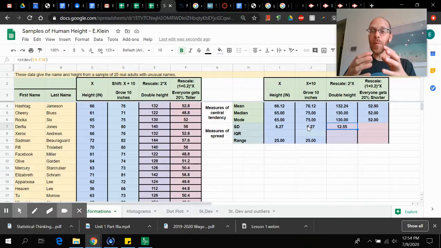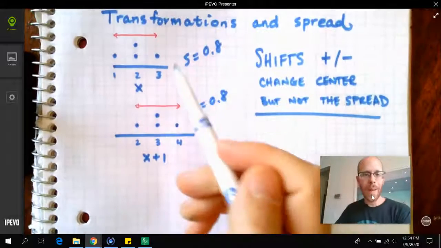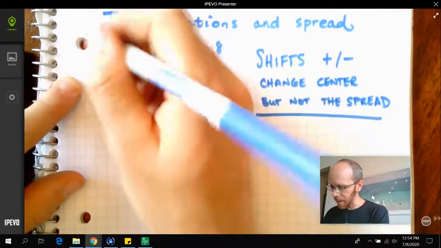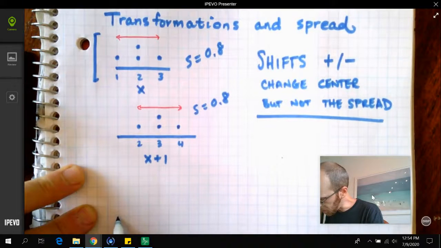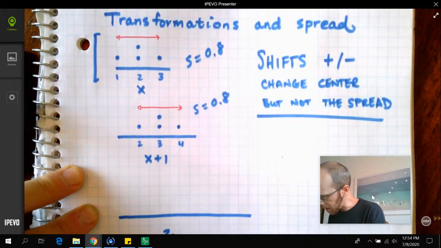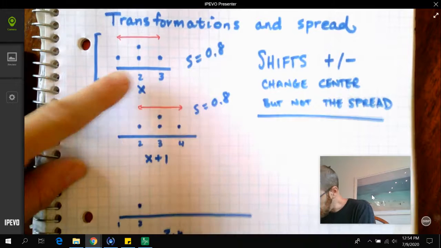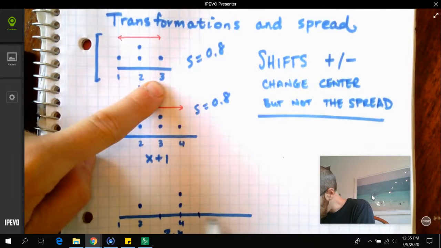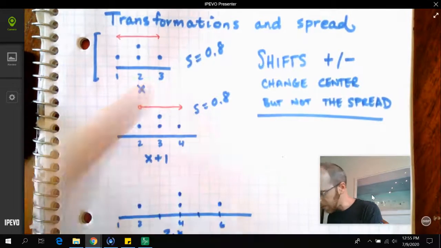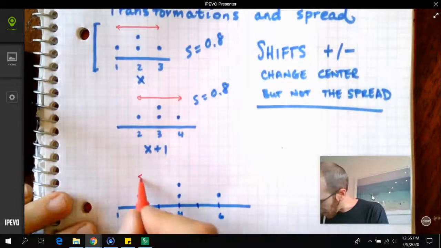So when we are rescaling something, we can see that the standard deviation did change. And let me show you why. We're back on our notes, and let's suppose we take this data set right here, the original one, and we double everything. So now this is going to be 2 times X. That means that this 1 is now going to be a 2, that these 2s are now going to be 4s, and that this 3 is now going to be a 6. Well, you can see that things are more spread out now.